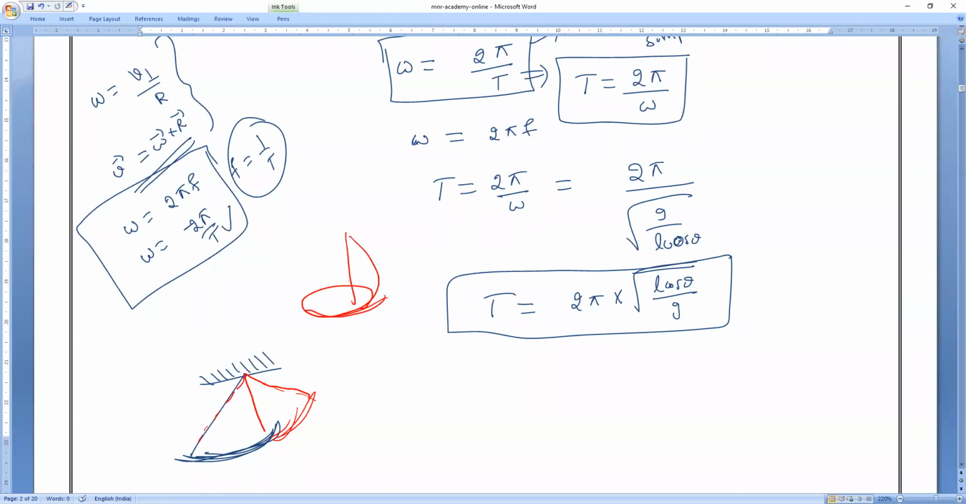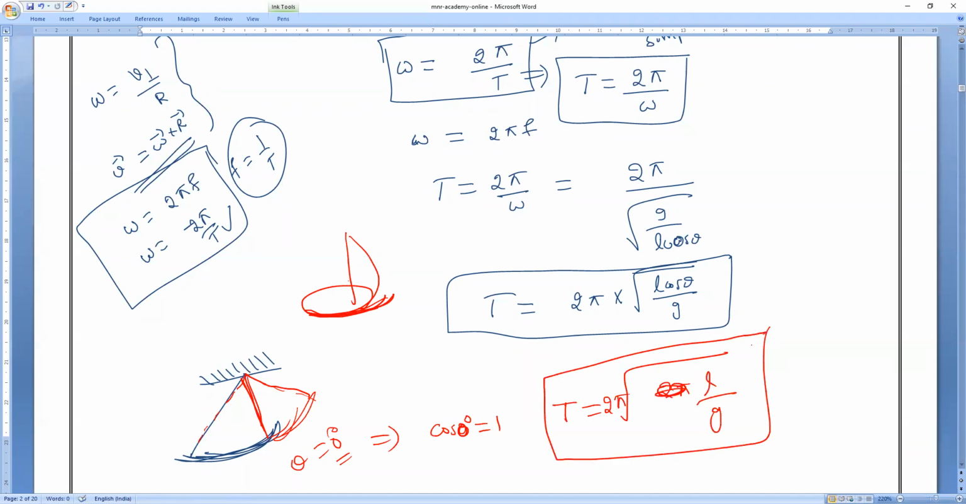But for the simple pendulum, it goes only to and fro. So what is the angle? No theta is forming, theta is equal to 0. So what is cos 0? Cos 0 is 1. So for the simple pendulum, 2 pi into root over L by cos 0, which is 1, so the value is 2 pi into root over L by g. That is for the simple pendulum, and this is for the conical pendulum.